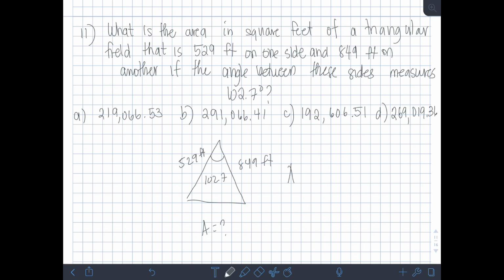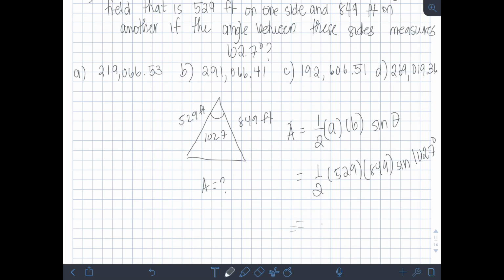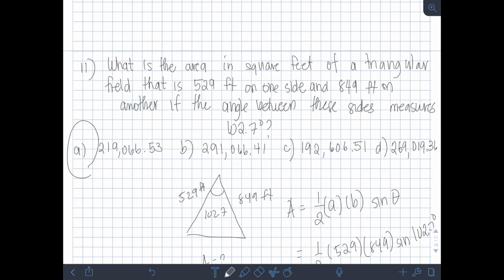So, meron tayong formula, direct substitution lang. Area is equal to 1/2 times yung length ng dalawang sides and then sine nung included angle. Let's say theta. So, we have 1/2 times 529 times 849 times sine of included angle 102.7 degree. So, using calculator, masasolve natin to as 219,066.53 square feet. Okay, so the answer is letter A.